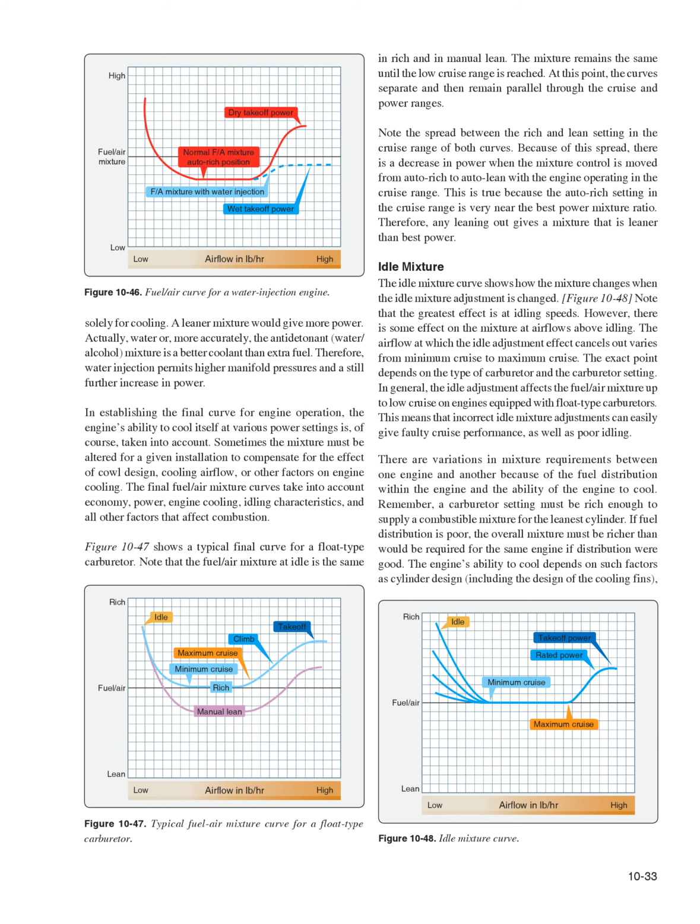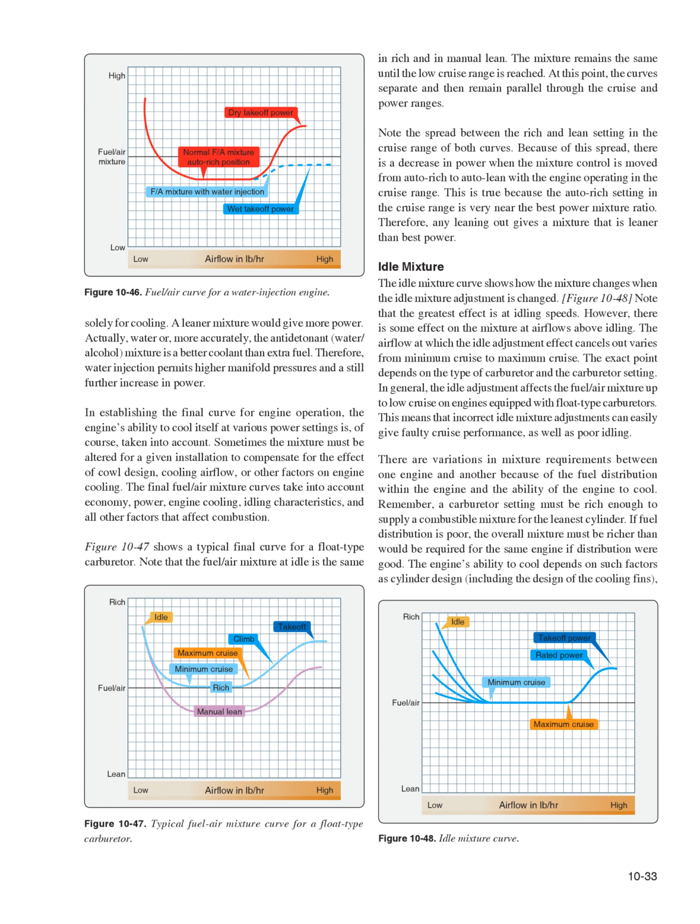At this point, the curves separate and then remain parallel through the cruise and power ranges. Note the spread between the rich and lean setting in the cruise range of both curves. Because of this spread, there is a decrease in power when the mixture control is moved from auto-rich to auto-lean with the engine operating in the cruise range.